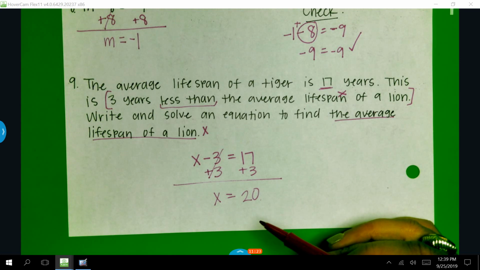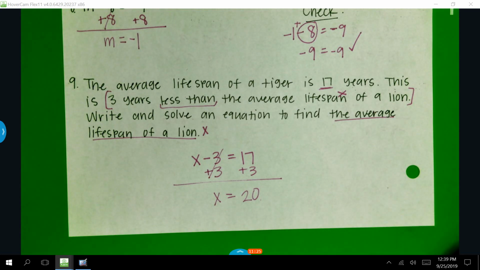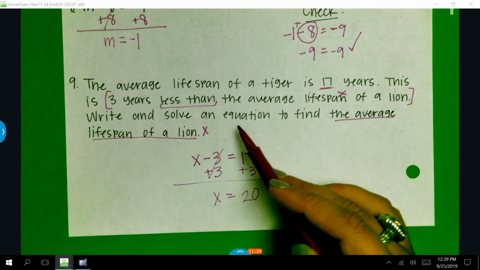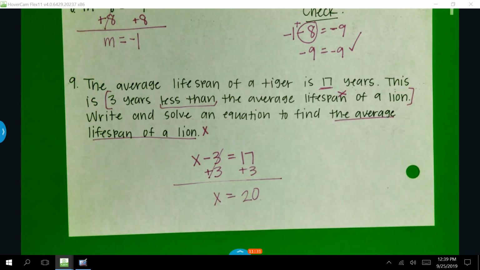Yes. 17 plus 3. Yes, but it's asking you to solve an equation. So write and solve an equation. So that's why you've got to give me the equation.